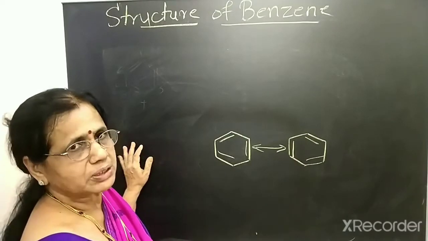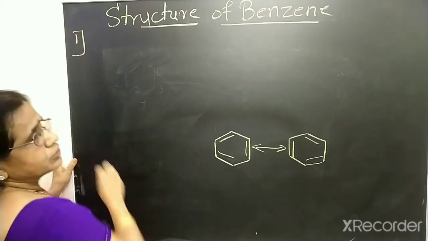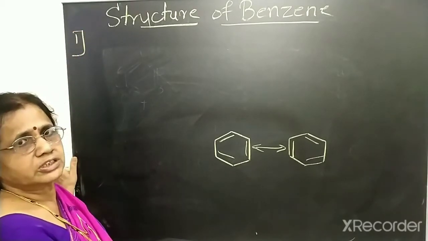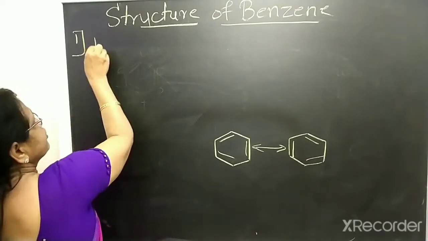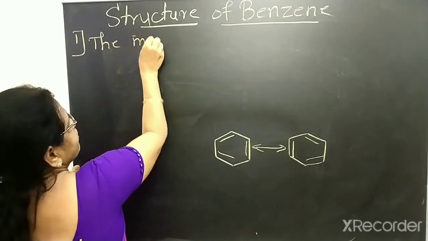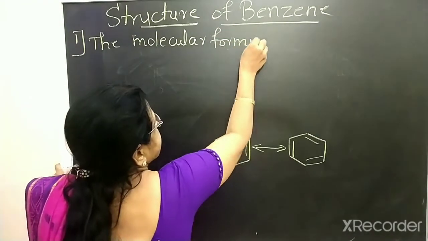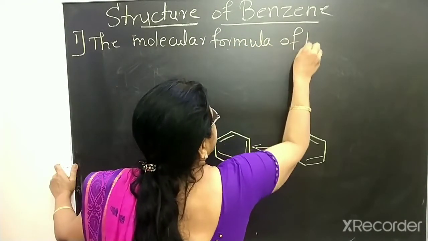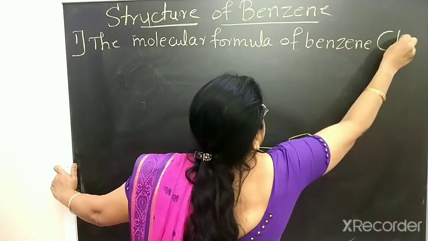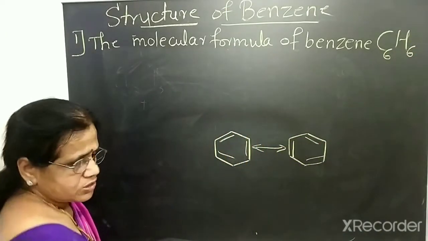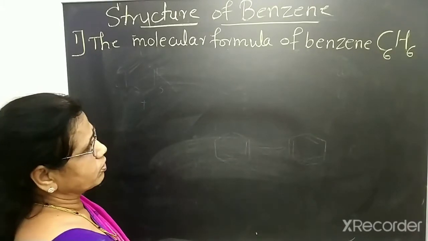But how was it given by Kekulé? It was given by Kekulé after studying certain observations, after the observations made by him. So first observation, first point, the molecular formula of benzene. The molecular formula of benzene was found to be C6H6. So this formula indicates high unsaturation in the benzene molecule.